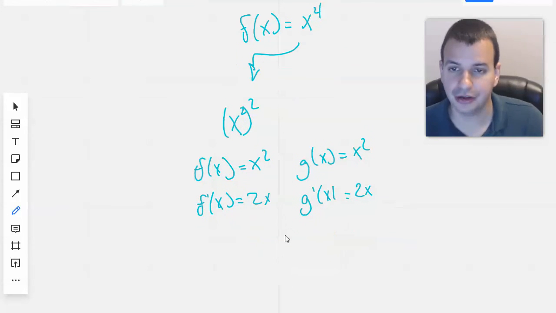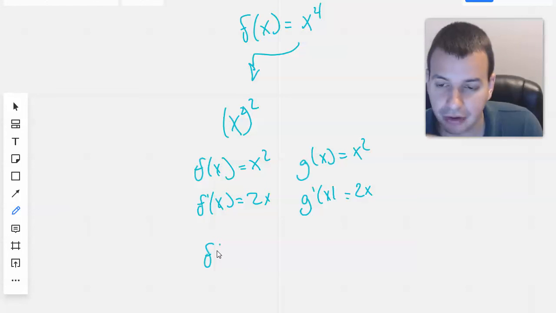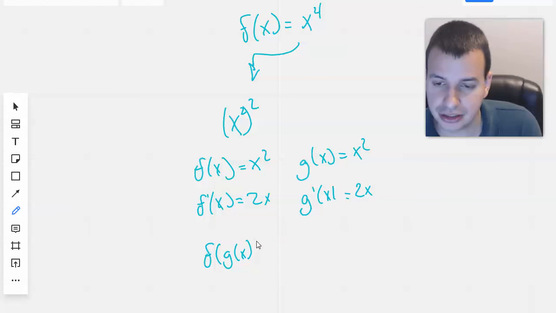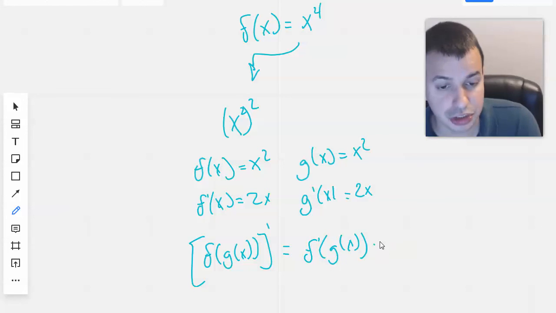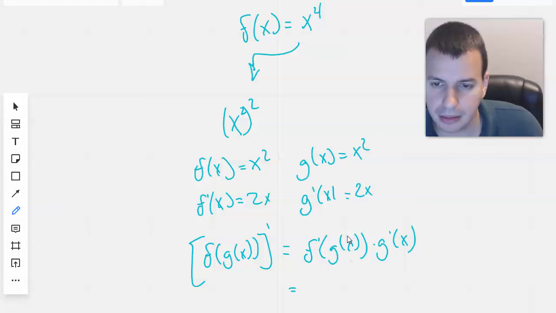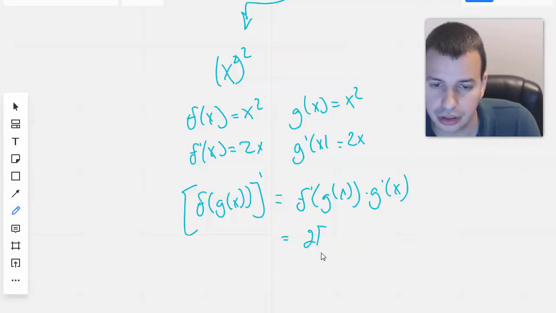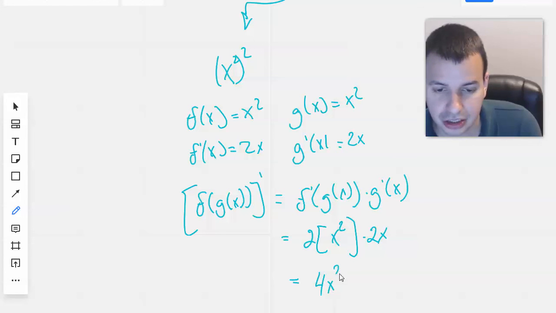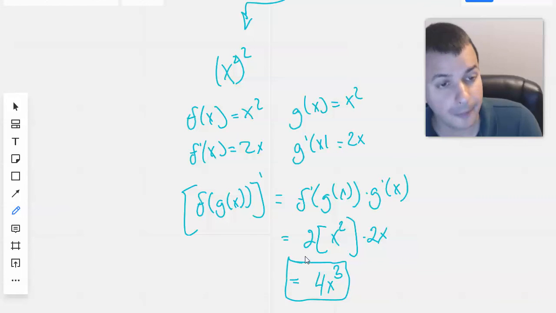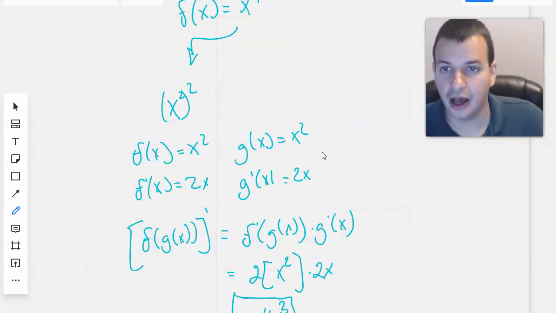And therefore, when we put it all together, we have f of g of x, derivative equals f prime of g of x times g prime of x. We get f prime g of x is 2 times g of x, which is x squared, times g prime of x, which is 2x. We're left with 4x cubed. Okay, so that's how we solved x to the fourth.